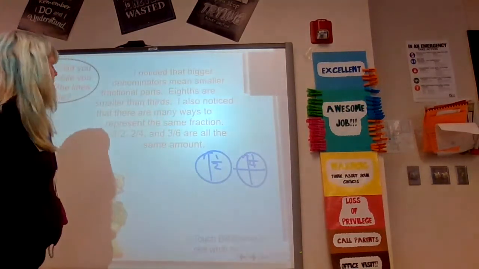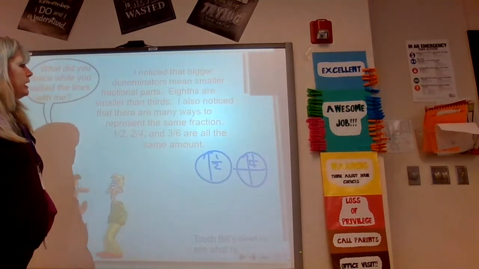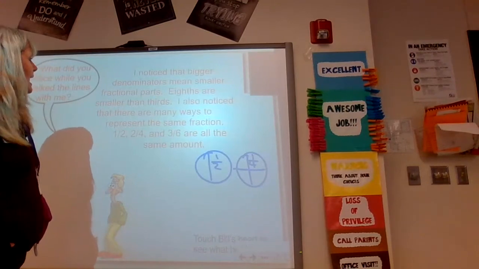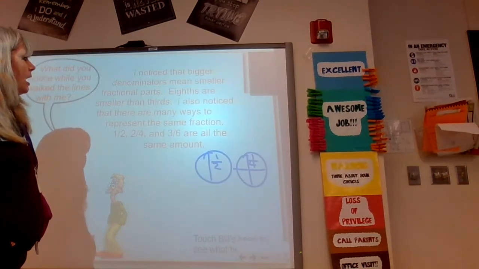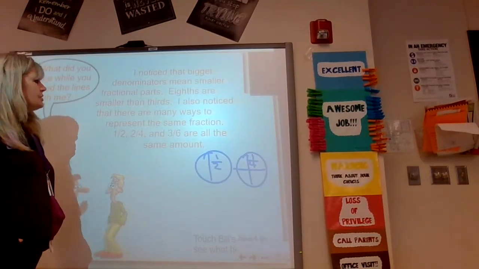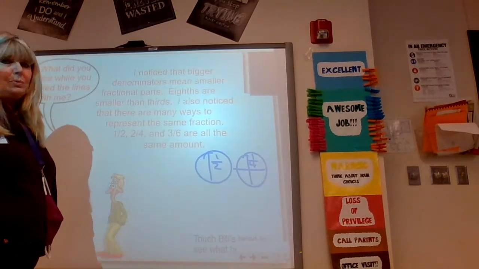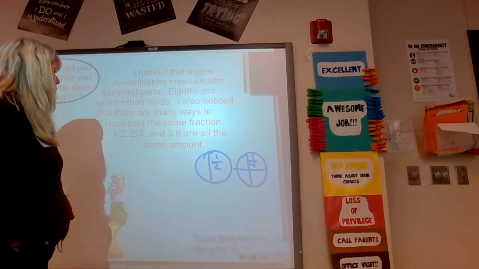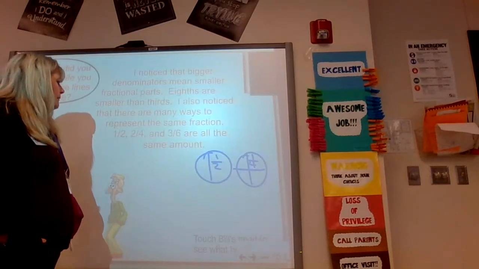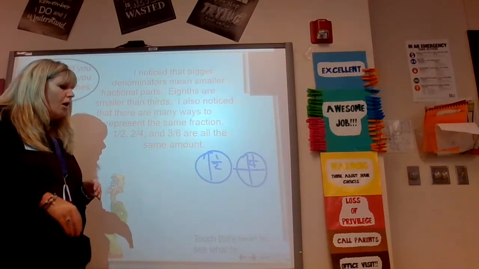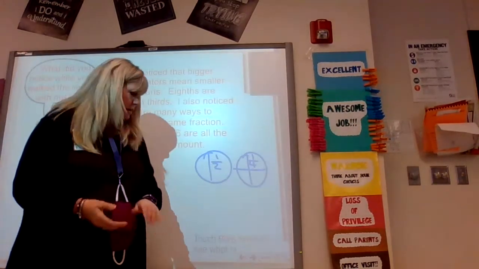So Bill says, I noticed that the bigger the denominators means smaller fractional parts. 8ths are smaller than 3rds. I also noticed that there are many ways to represent the same fraction, which we say is equivalent. 1/4, 1/2, 2/4, and 3/6 are all the same amount.